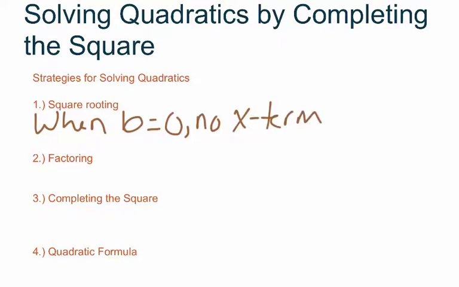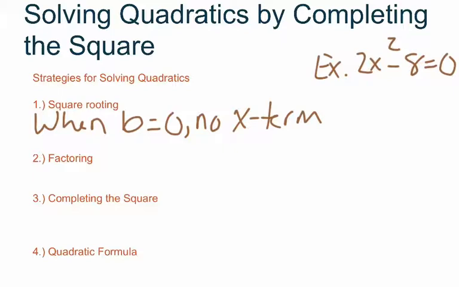An example of that would be something like 2x squared minus 8 equals 0. You'll notice this is a quadratic because it's got the x squared, but there's no x term. You go from the x squared down to the constant. And that happens when b is equal to 0.